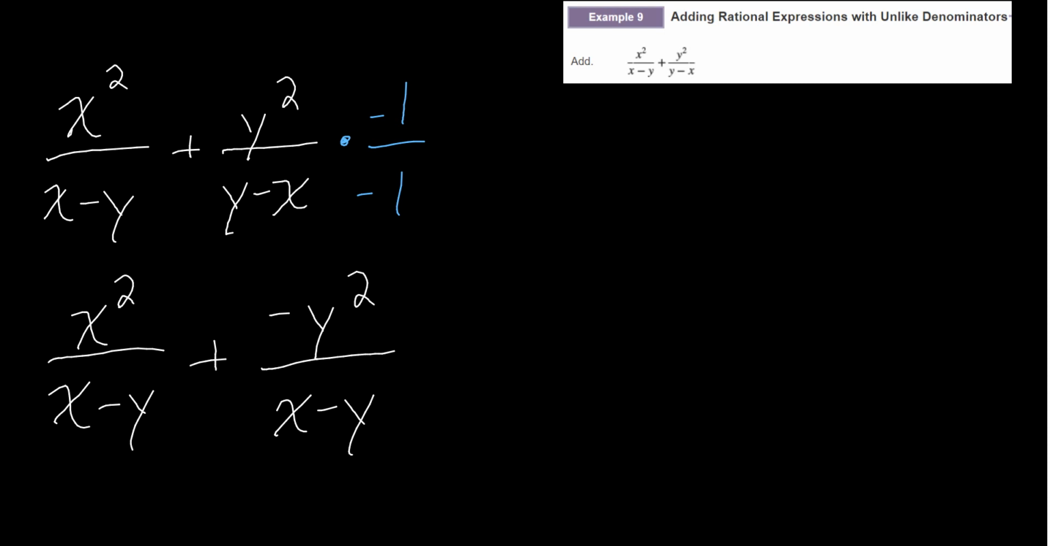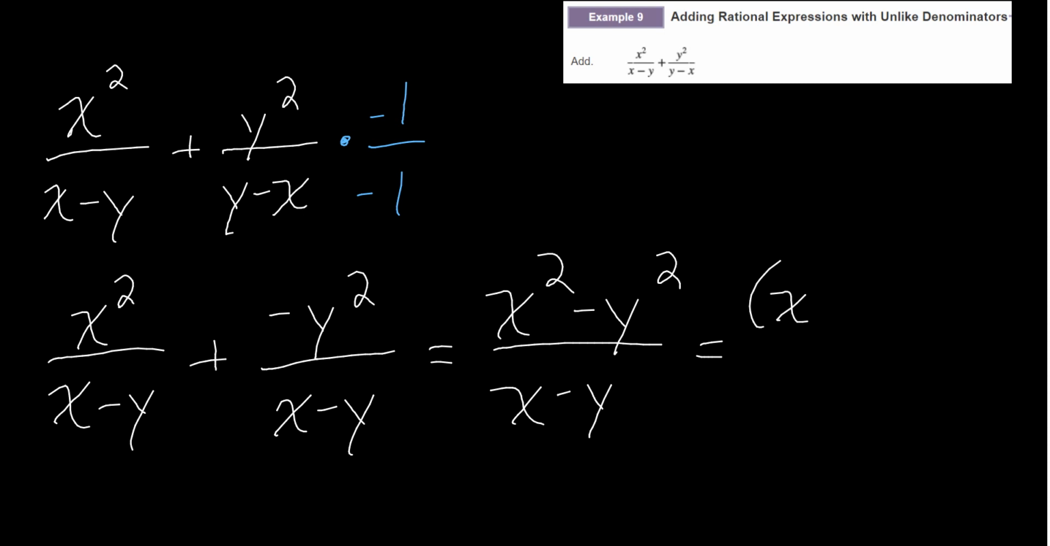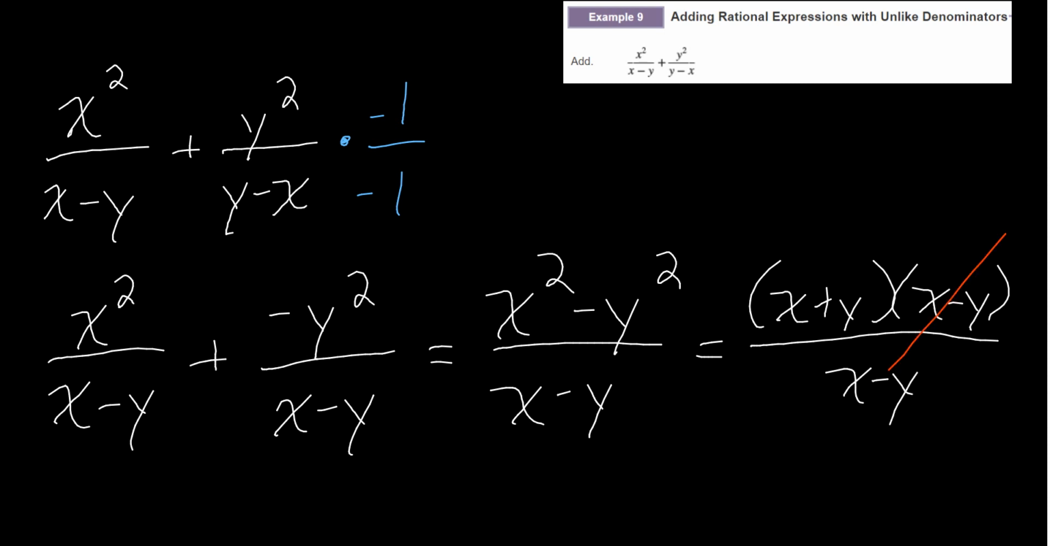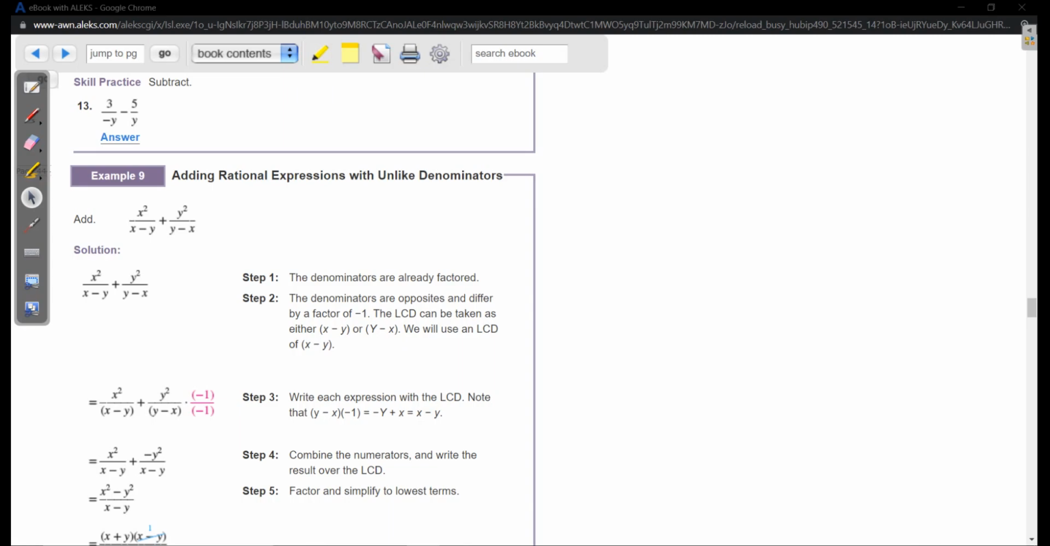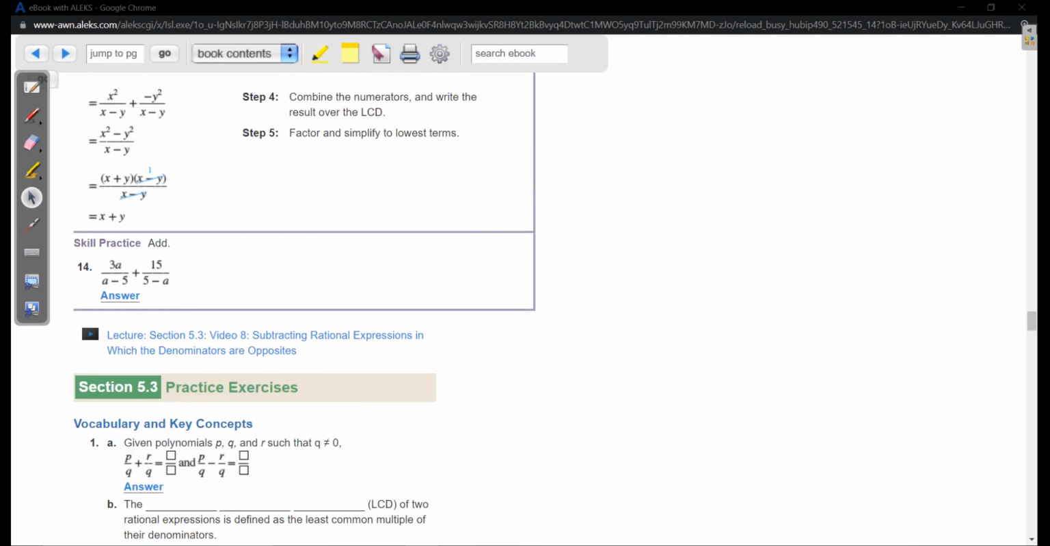Okay, so I got my common denominator, so it's going to become x squared minus y squared all over x minus y. Well, x squared minus y squared, that's a difference of squares, right? So it's going to be x plus y times x minus y all over x minus y. Well, my x minus y's cancel, so my solution is just simply x plus y. And that concludes chapter 5, section 3.